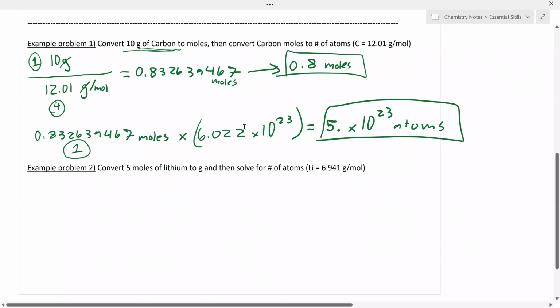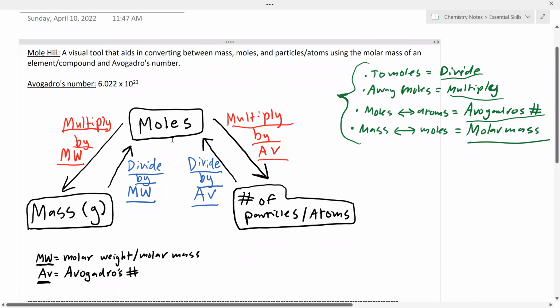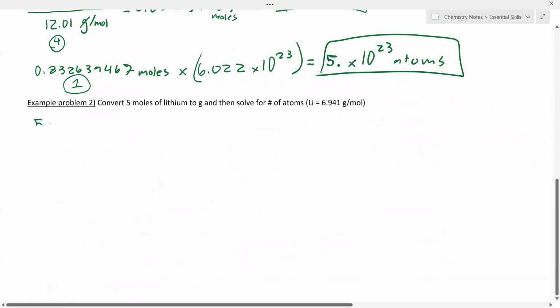So this time, starting at the middle of the Molehill, rather than here, we converted from mass to moles and then use that mole number to convert to atoms, right? But this time, the numbers we're solving for, which is going to be moles to mass and then moles to particles, they're not going to go with each other. They're their own equations. So in this case, we have 5 moles of lithium.